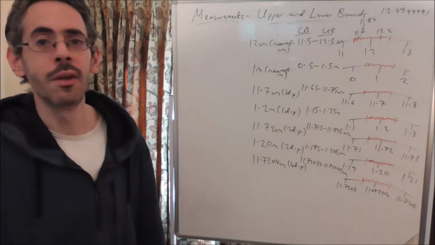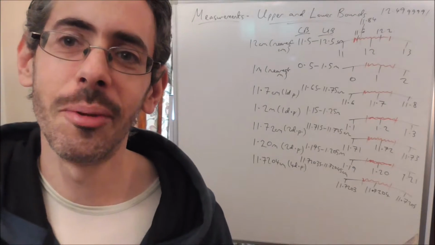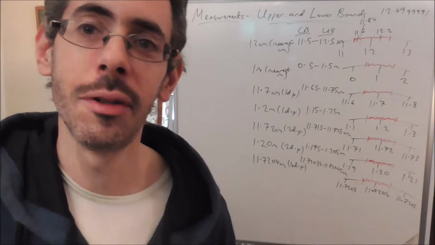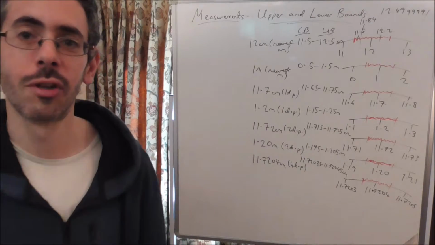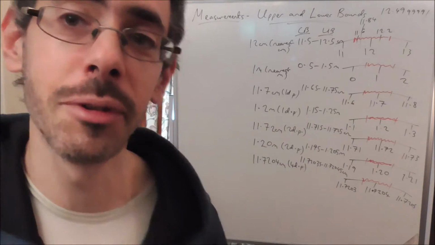Right, now you can also do upper and lower bounds for whole numbers as well. So I'm just going to rub off 3 rows and do a few examples of that.